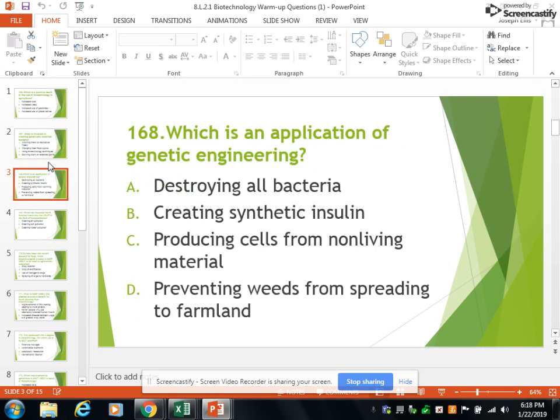Okay, next thing. Which is the application of genetic engineering? Okay, we just talked about that, and it should be creating synthetic insulin from the bacteria. Okay, that would be the best answer choice from all those. So it's B, creating synthetic insulin.